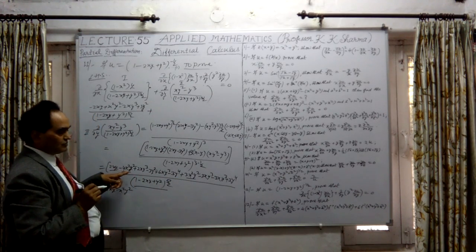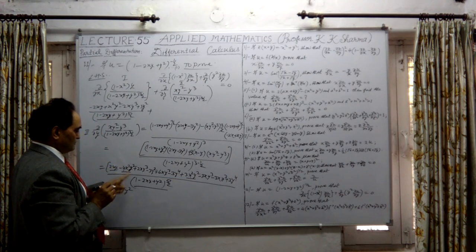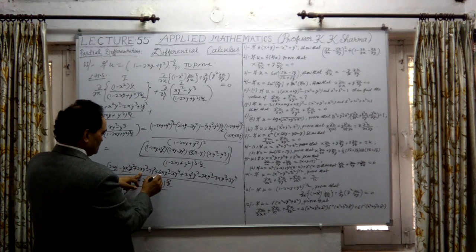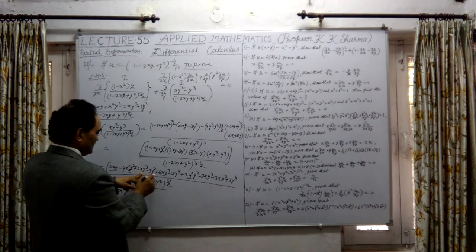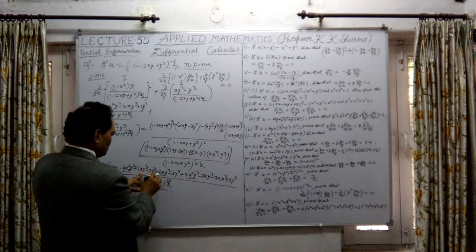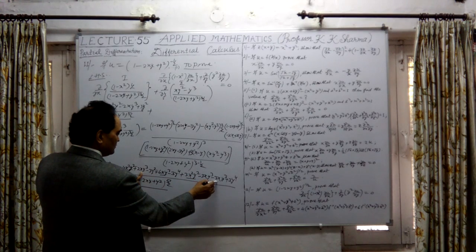This is minus 4x square y square. This is plus 3x square y square. Only one is left with negative sign. Now this is twice x y cube. Okay, this is plus 6x y cube. It will be 8x y cube. Okay, same value, y cube. And this is minus 3x y cube, minus 3x y cube. This is minus 6x y cube.